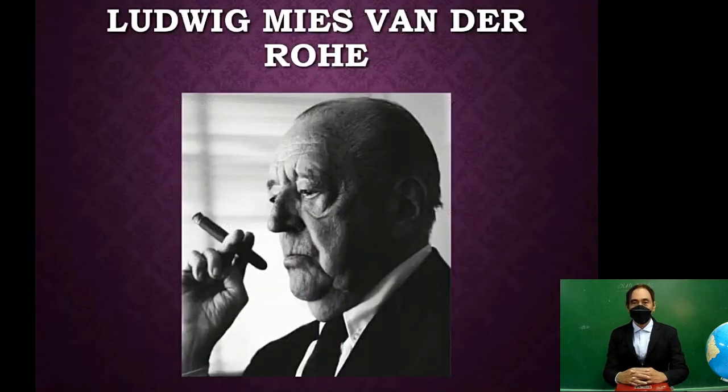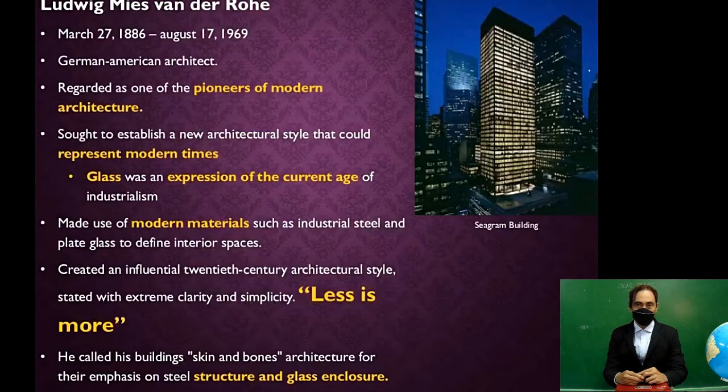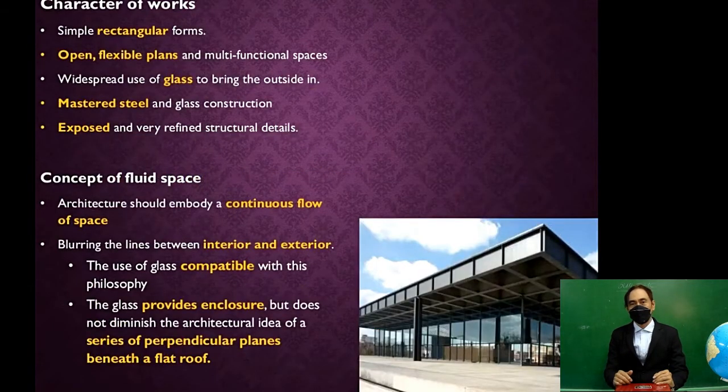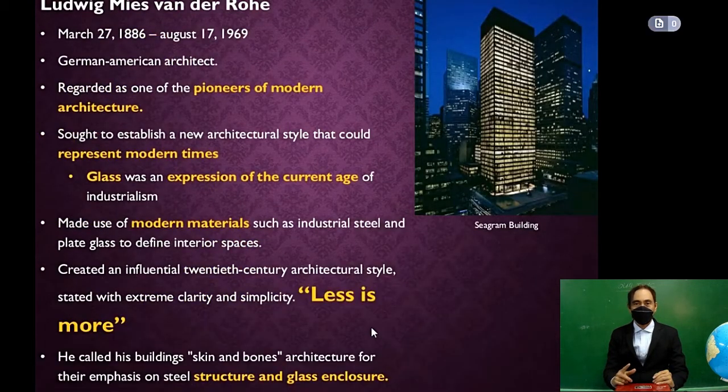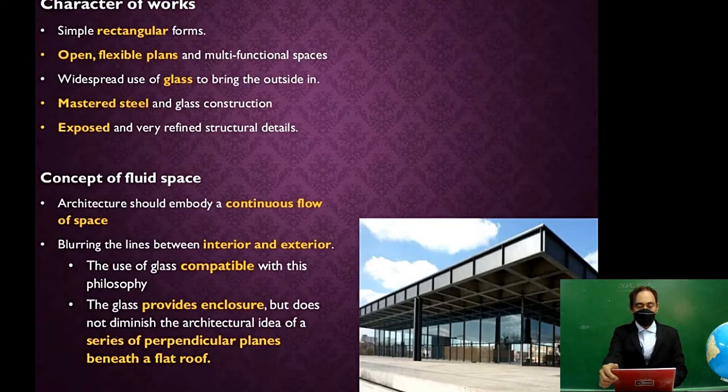All right, we go to number 3, or the third master in architecture. It is not in order, by the way. Ludwig Mies van der Rohe, born March 27, 1886 and died August 17, 1969. He was a German architect, regarded as one of the pioneers of modern architecture. By the way, his dictum is less is more and God is in the details, meaning to say simplicity is beauty.